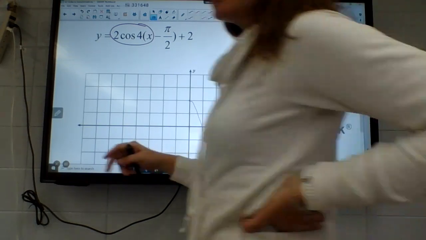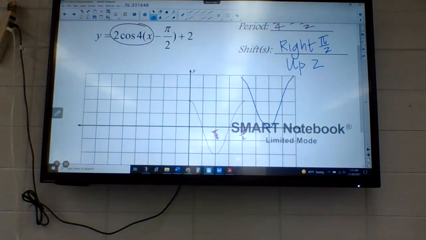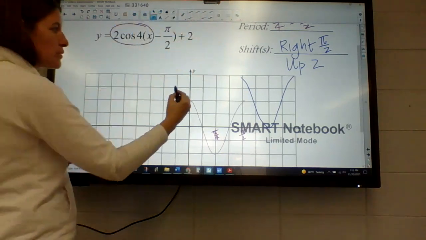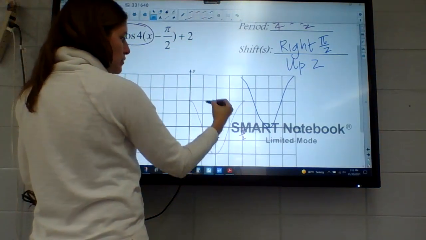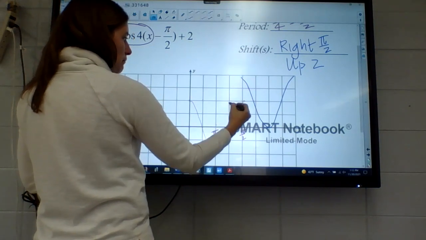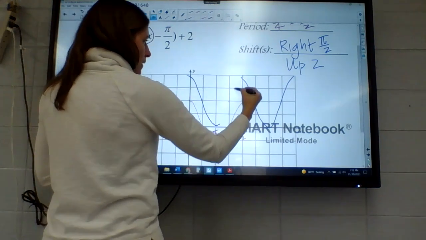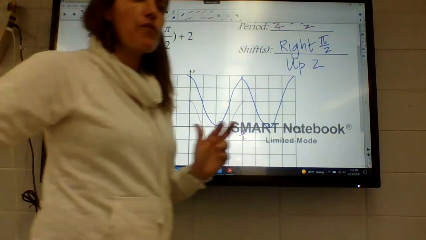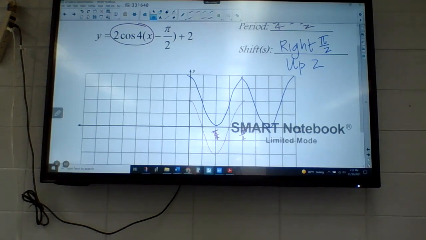So this one's kind of a strange one because it actually moves over a full period. So the left and right shift becomes unnecessary. The pi over 2 kind of cancels itself out because it moves over a complete period. So technically we could have just shifted this up 2 to begin with had we realized that. Because of the way cosine and sine work, it's the same curve over and over again. So we kind of just got rid of that shift because the period was the same.